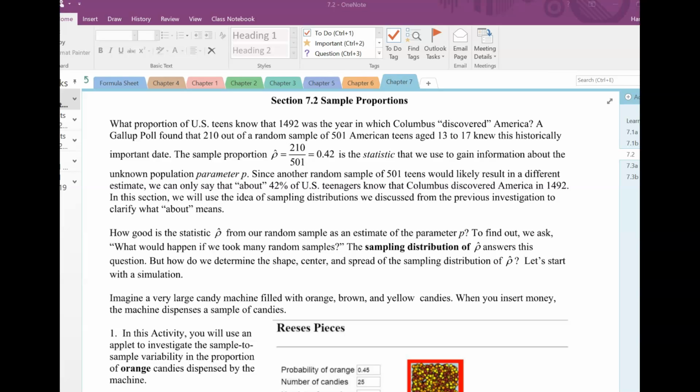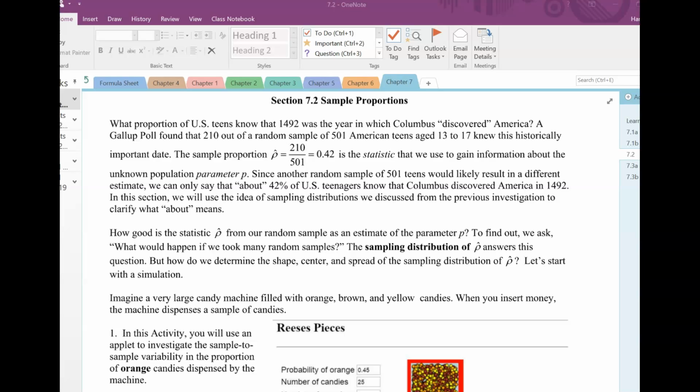So just to read through the top there a little bit and help you with some vocabulary, it says, what proportion of U.S. teens know that 1492 was the year in which Columbus discovered America? A Gallup poll found that 210 out of a random sample of 501 American teens aged 13 to 17 knew this historically important date. The sample proportion, p hat, is 210 out of 501. That's the proportion of success within the sample.